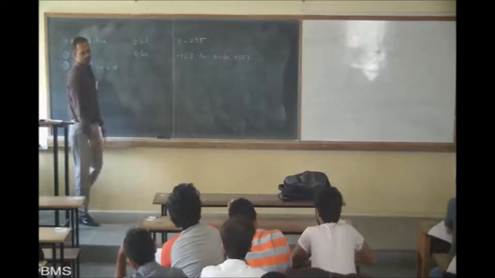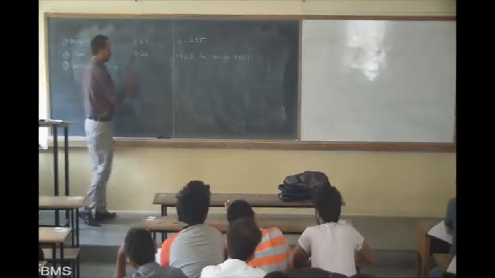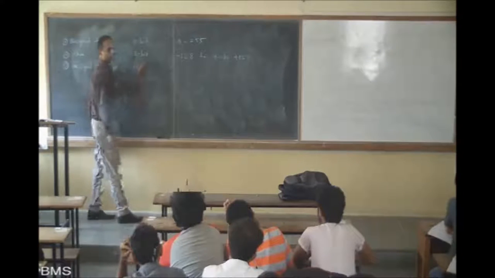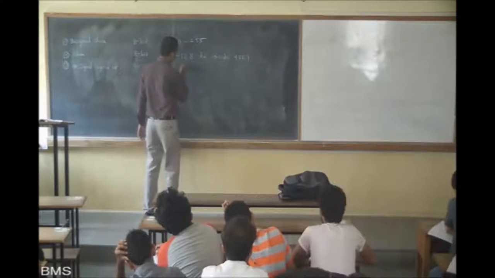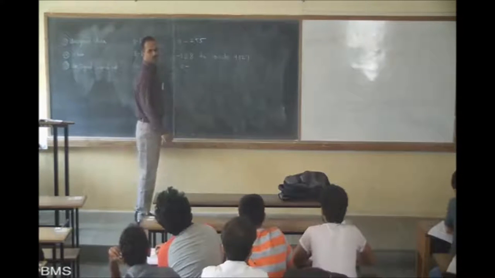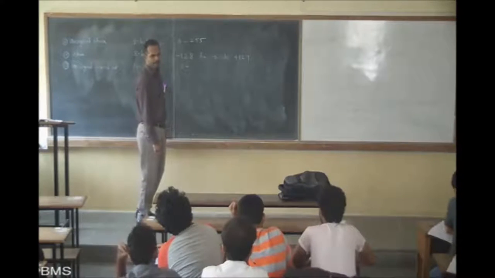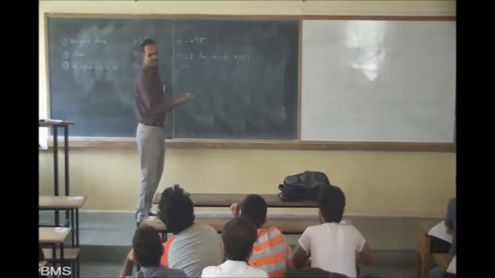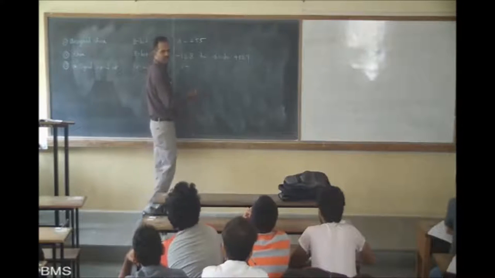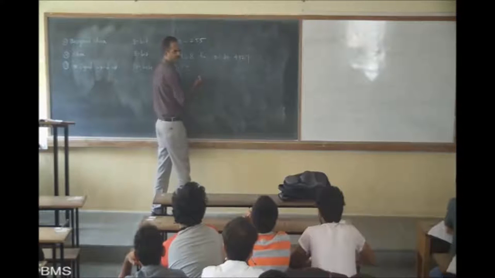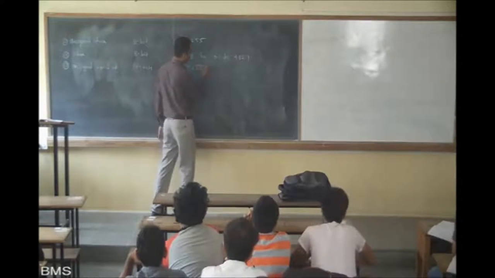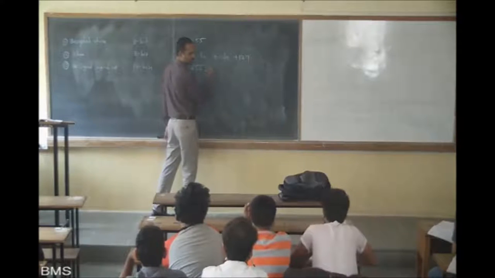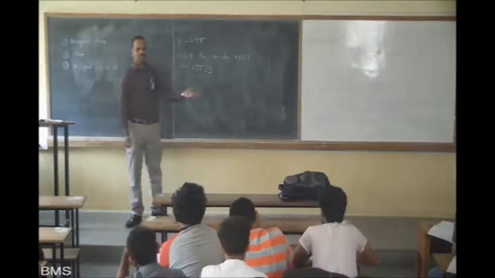What is the size of this? 16 bits. What is the range? 2 raised to 16 is what? What is the number here? 65,536. So 0 to 65,535, it will be.